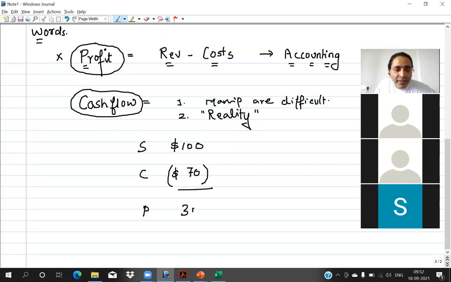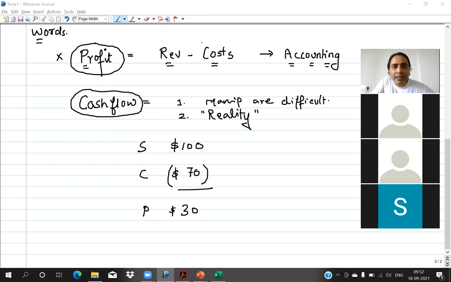Is 30, ठीक है? Now, if you check your pocket after this transaction, $100 का sale और $70 की cost, if you check your pocket, आपको कितना cash दिखेगा वहाँ पे? Pocket मतलब it includes your bank account, it includes your Google Pay balance, Paytm balance, सारा digital money जो भी है. If you check your pocket, कितना पैसा दिखेगा आपको वहाँ पर?